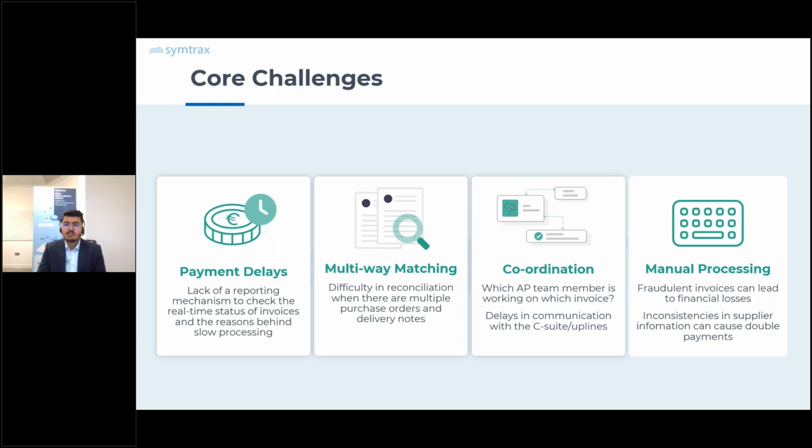Scenarios arise when AP team members need to speak with C-suite, their uplines, or sometimes the buyer directly to verify certain information regarding an invoice or to just seek some assistance. And when they're unable to do so, things can get even trickier.